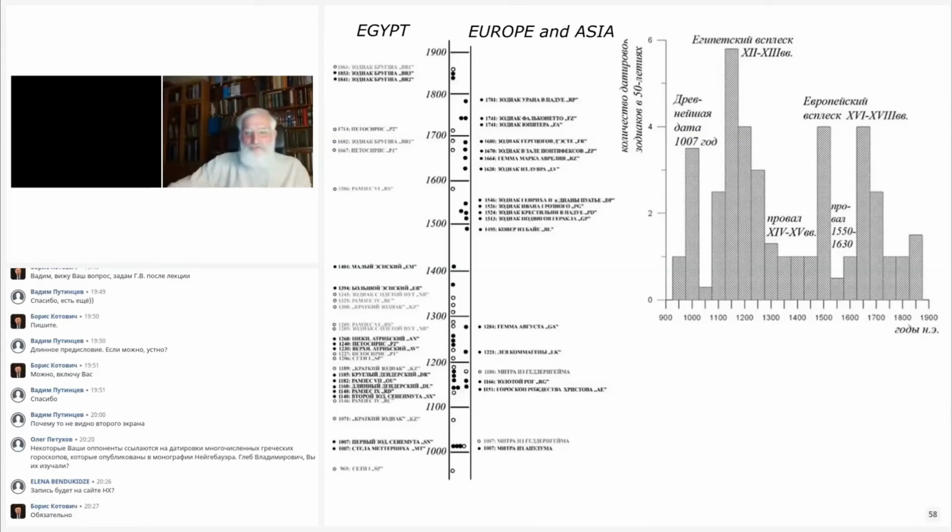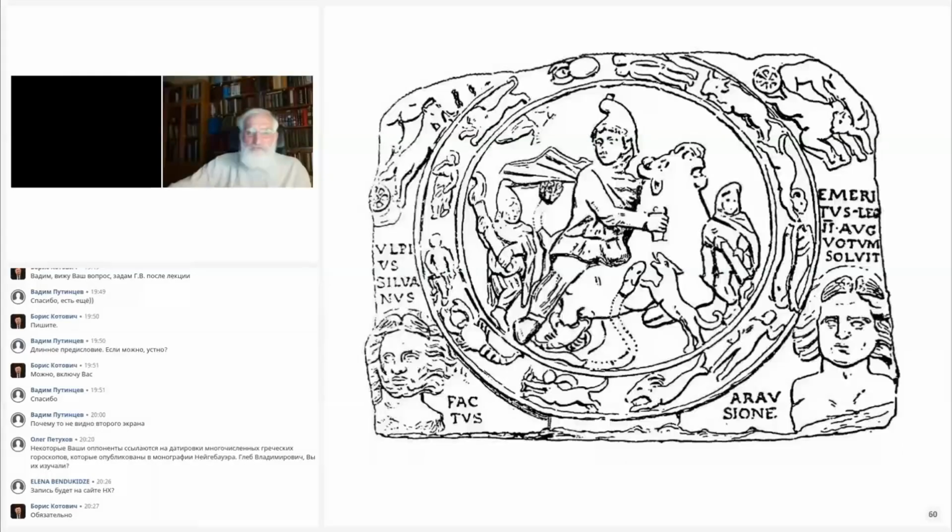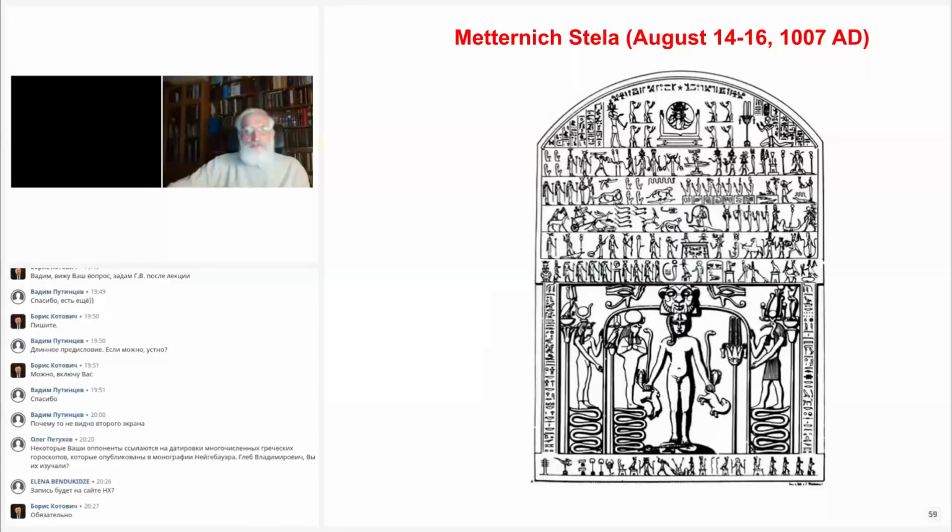This aligns well with our reconstruction. Here, I want to say a few words about the year 1007. There are many zodiacs with the date August 1007.